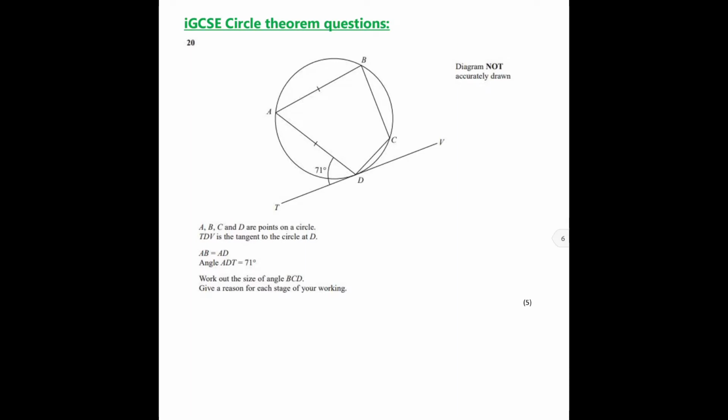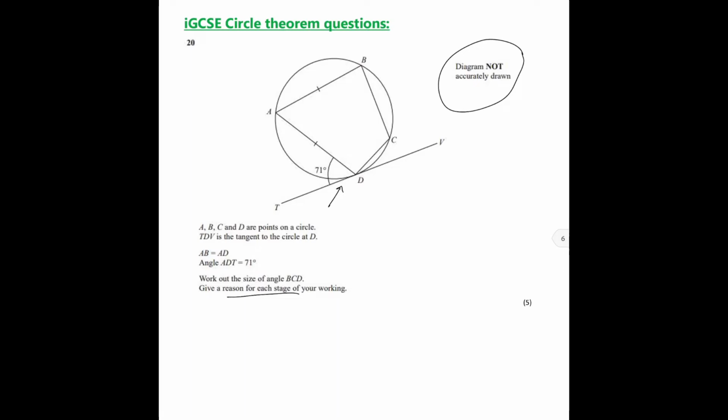Alright, so A, B, C, and D are points on a circle. TDV is the tangent to the circle at D. So that is this tangent here. AB is equal to AD, angle ADT is equal to 71 degrees. Work out the size of angle BCD. Give a reason for each stage of your working.